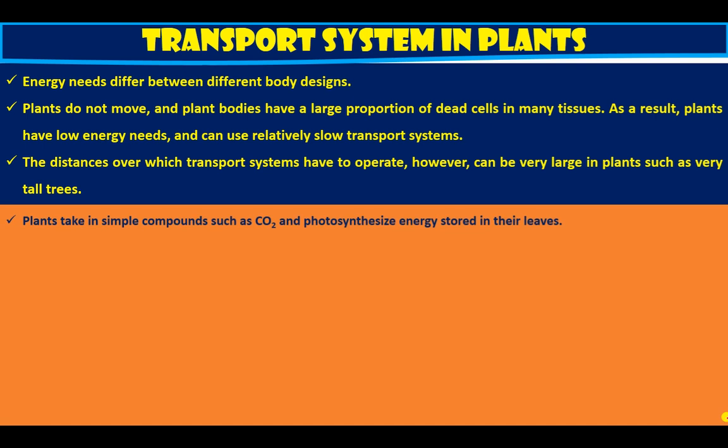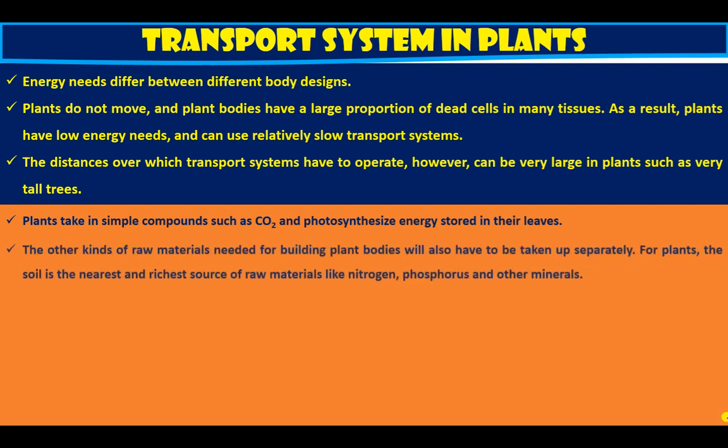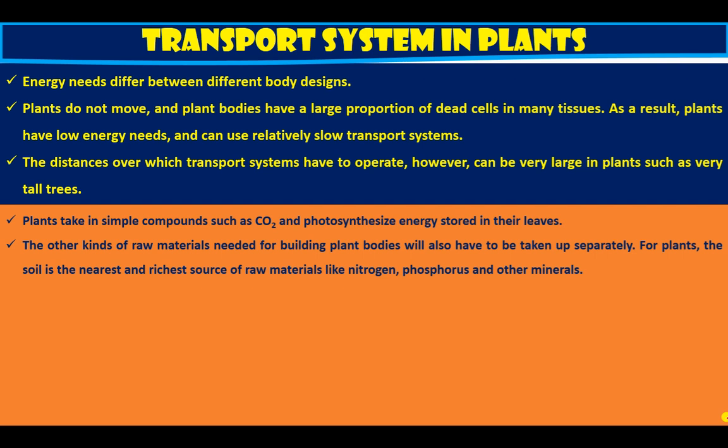Plants take in simple compounds such as carbon dioxide and photosynthesize the energy stored in their leaves. We know this very well, that gaseous exchange takes place through the stomata in the leaves. So that is one type of system itself, right? The other kinds of raw material needed for building plant bodies will also have to be taken up separately. We have studied this at the time of autotrophic nutrition, that for plants, carbon dioxide is a raw material which is readily available from aerial sources like leaves. The carbon dioxide enters the leaves through the stomata. Fine, we know this very well. So this is one kind of transport of carbon dioxide inside the body.